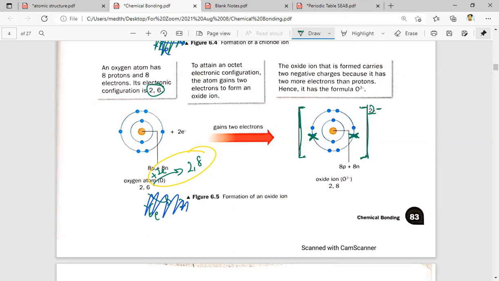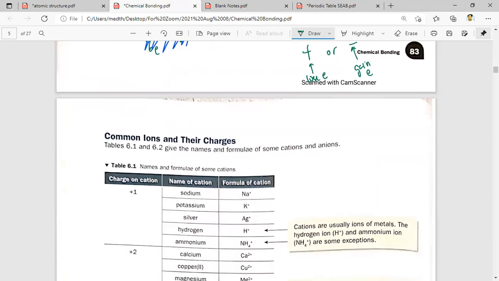Now, a common mistake people tend to make is that they confuse whether they should write a plus or a minus. Do take note, plus is when you lose electrons, minus is when you gain electrons. So you must be very, very clear on this.